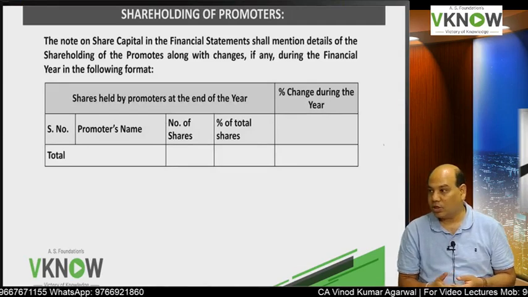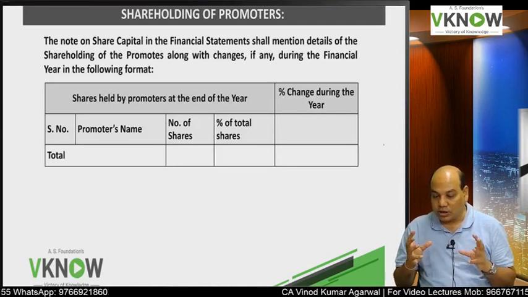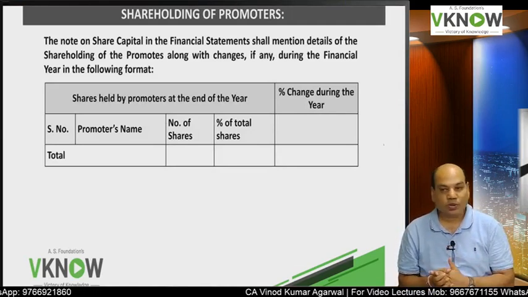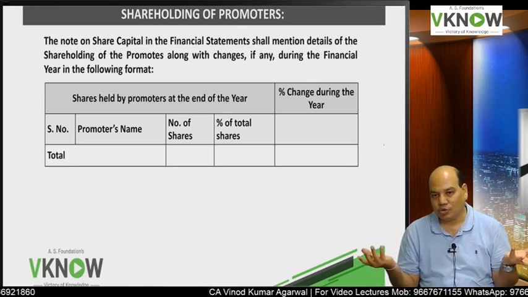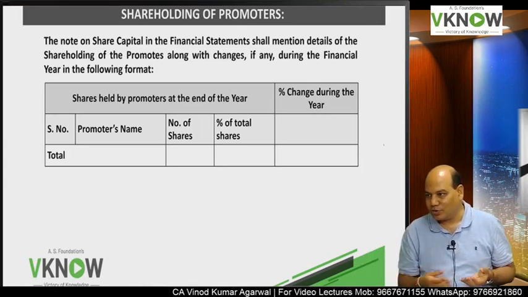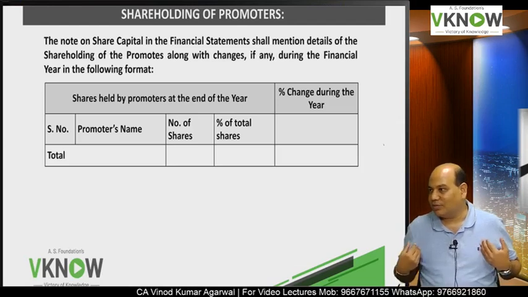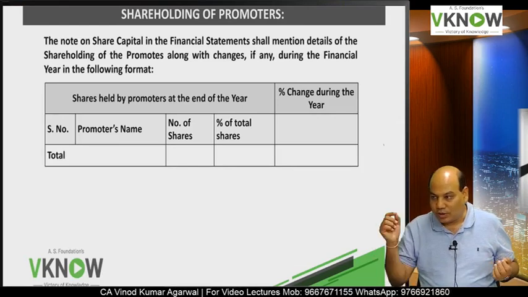How many shares are held by promoters in percentage terms, and whether there is any change during the year. If promoters are selling the shares, earlier you were probably not aware, unless it's a listed company where they have to give disclosure. For an unlisted company, the other shareholders will not get to know. So now that is mandatory.